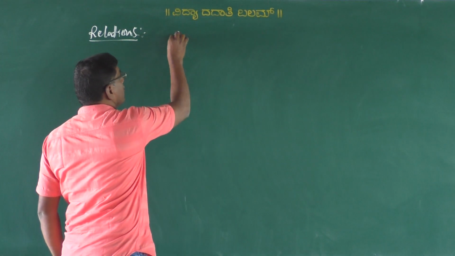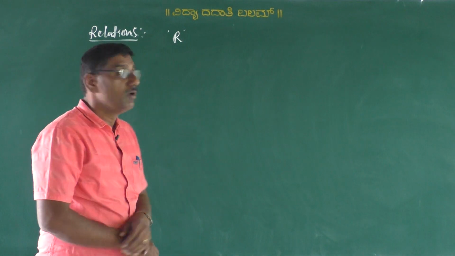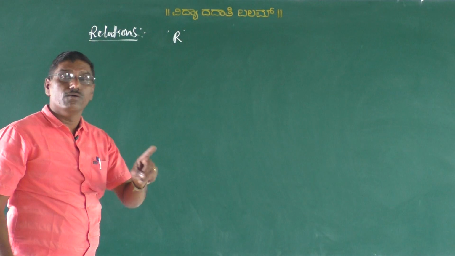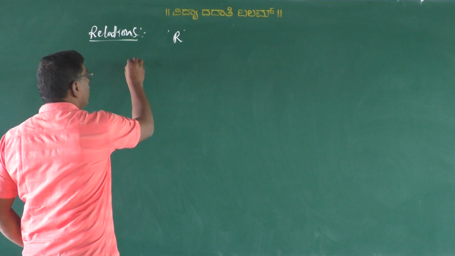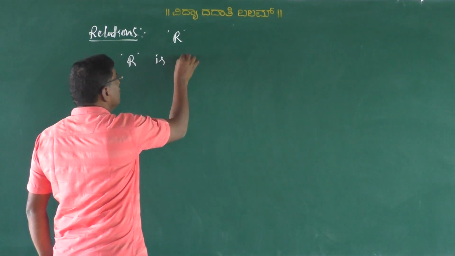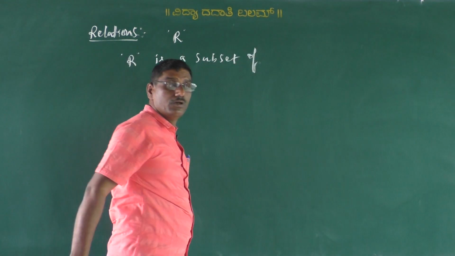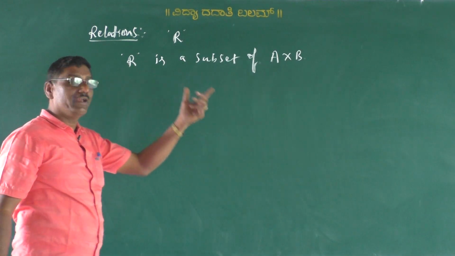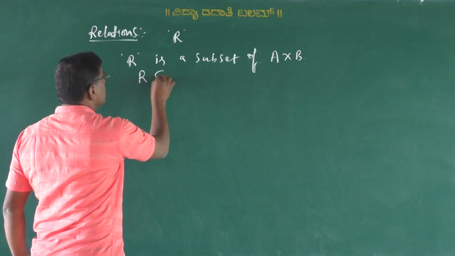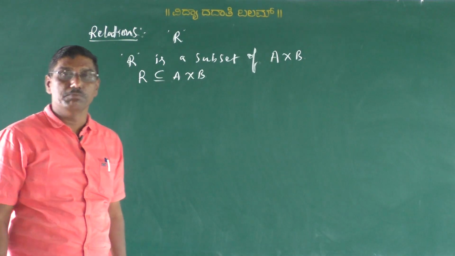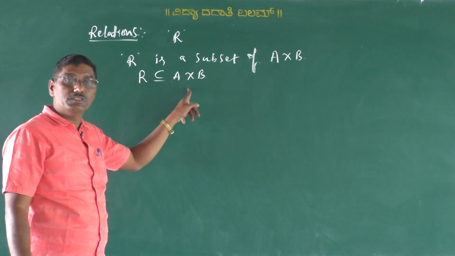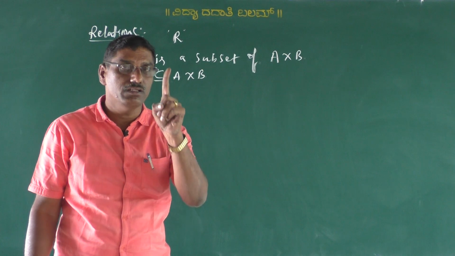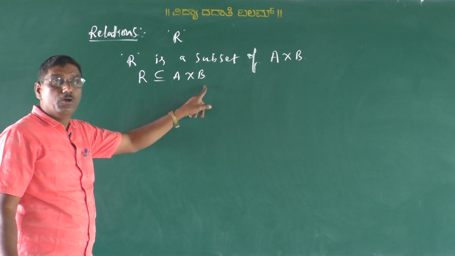Now we are going to define a relation. A relation R, from a non-empty set A to a non-empty set B, is a subset of the Cartesian product of two sets A and B, that is A cross B. This can be written symbolically as R is a subset of A cross B. That means a relation is a subset of A cross B. Here A cross B means the Cartesian product of two sets, which we discussed in the last class.